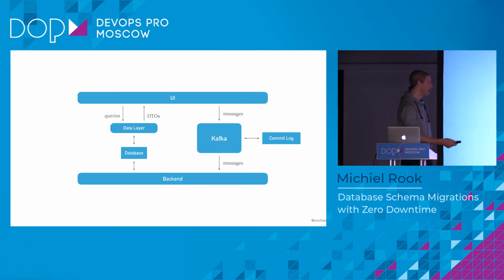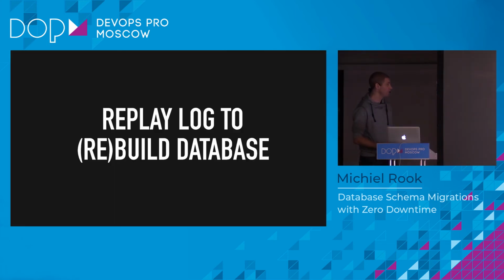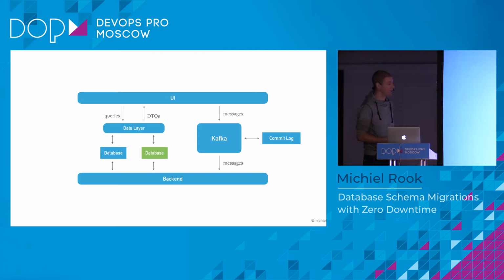And when we then need to change, or maybe even change database technologies, we can replay the entire log and actually rebuild things from the commit log. We can even rebuild the staging database based on production data, maybe even anonymize the data while we're doing that. And so you roll in a completely new database technology, and you can potentially even deprecate an older database.